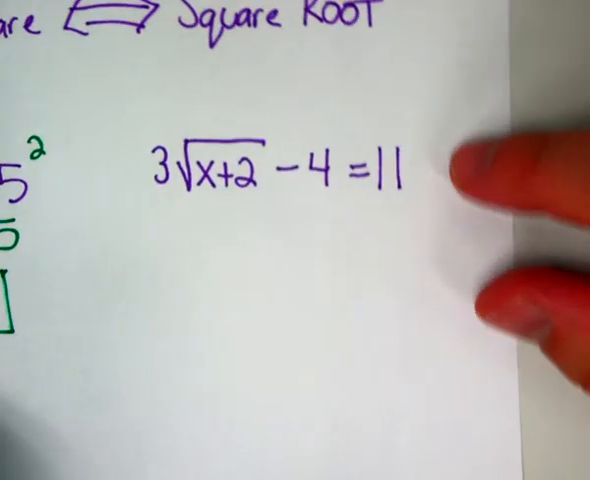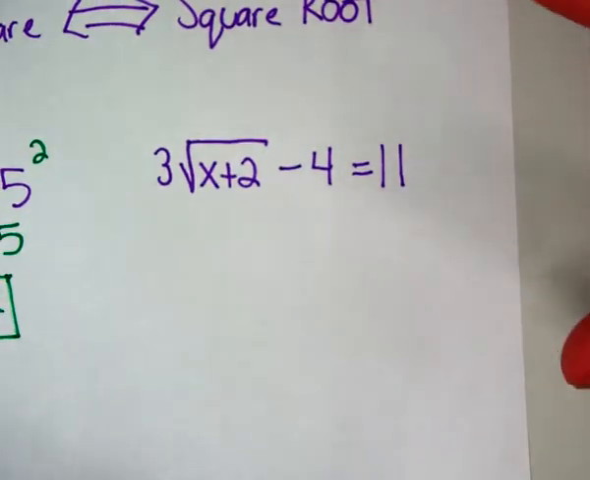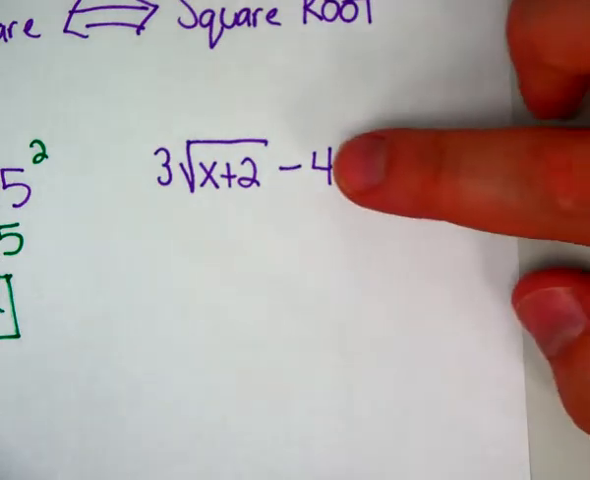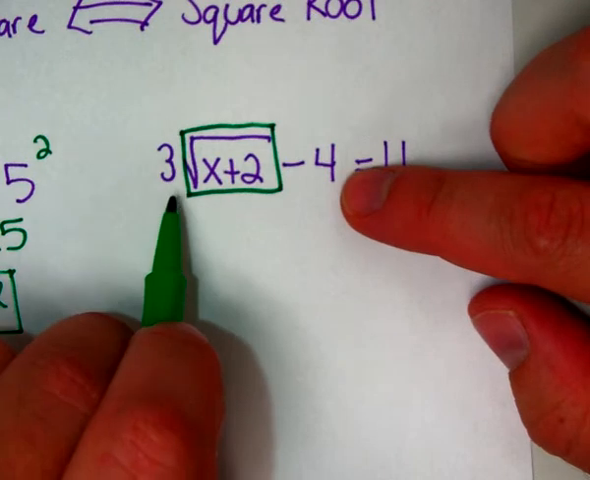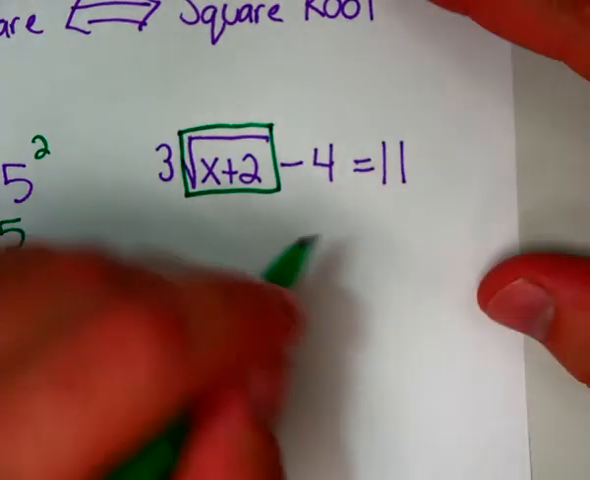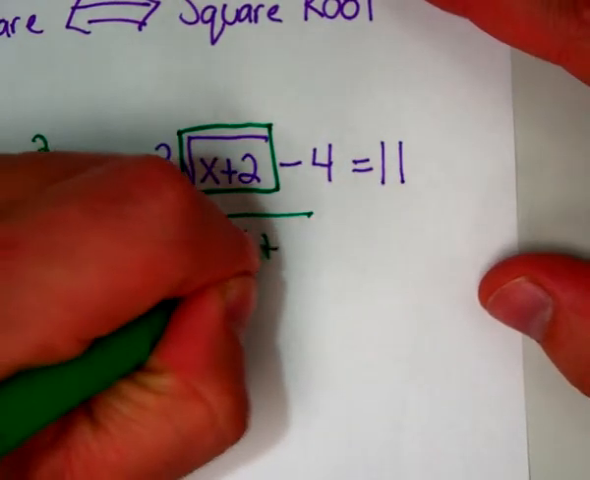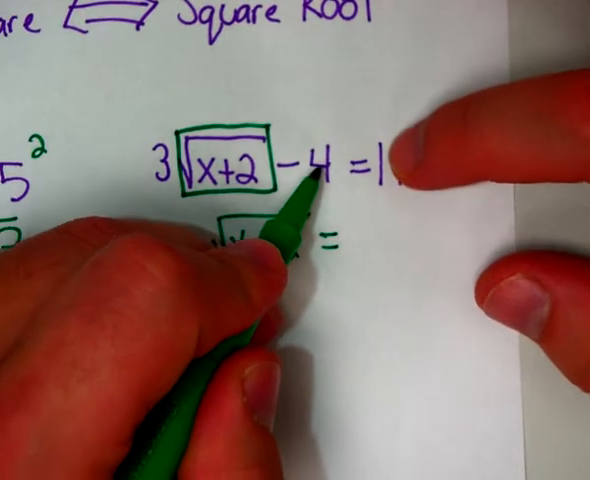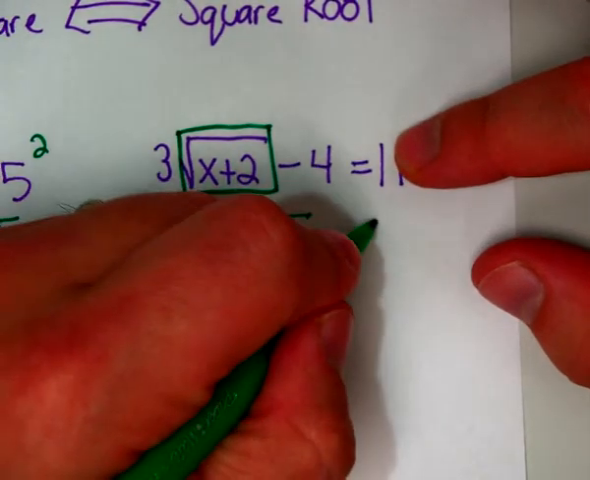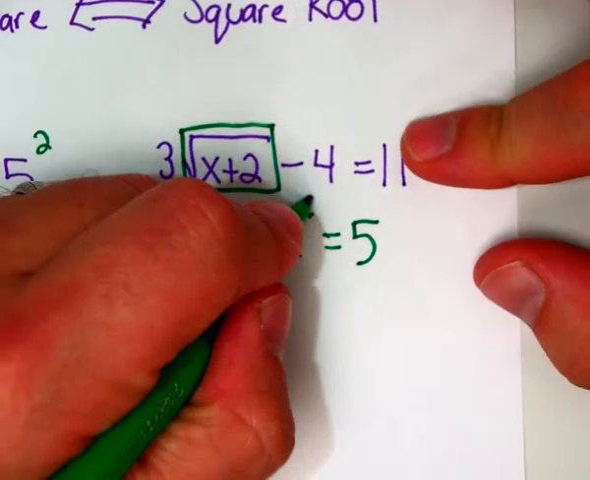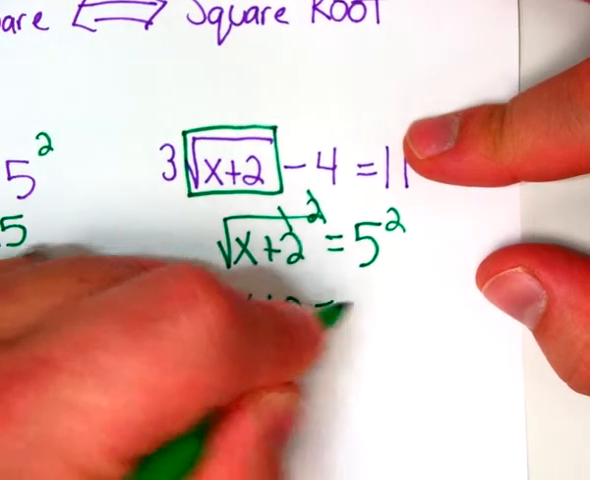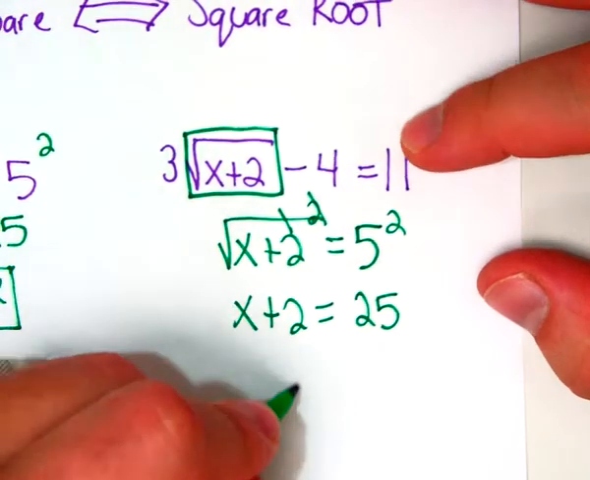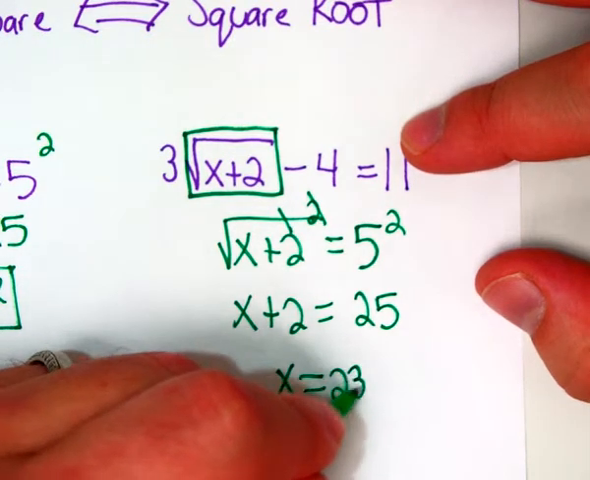Third example here: 3 times the quantity square root of x plus 2, minus 4, is equal to 11. So we have to isolate our square root before we can actually square both sides, which means we're going to have to add 4 and divide by 3. So when we do this, we end up with square root of x plus 2 is equal to 11 plus 4, which is 15, divided by 3, which is 5. Square both sides. The square and the square root will cancel, leaving us with just x plus 2 is equal to 25. Subtract 2, we get x is equal to 23.